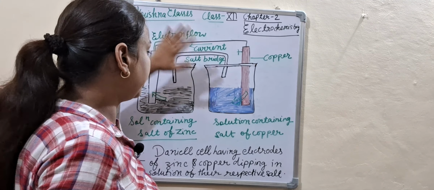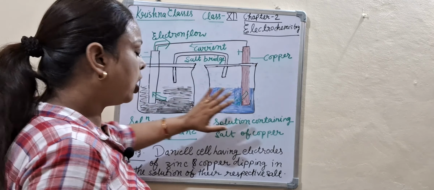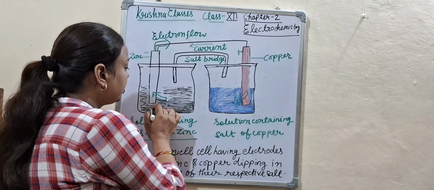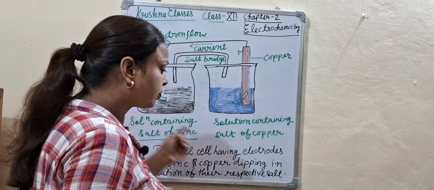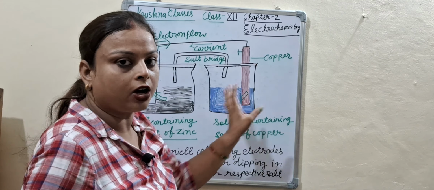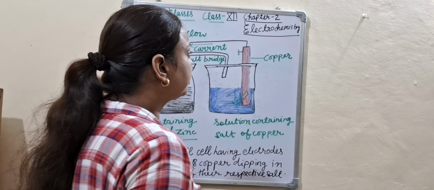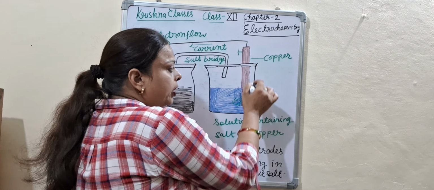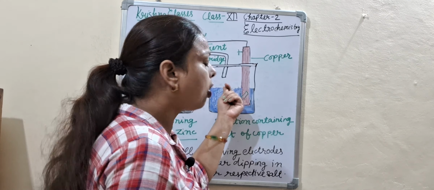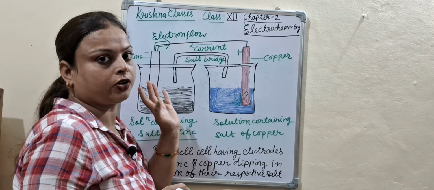Daniell cell. Here we take two beakers or two containers. In the first, a zinc rod is dipped into the salt of zinc, and in the other container a copper rod is dipped into the copper salt.